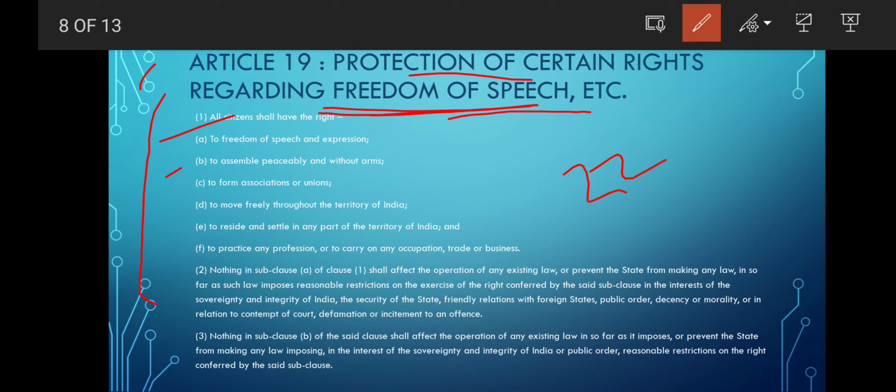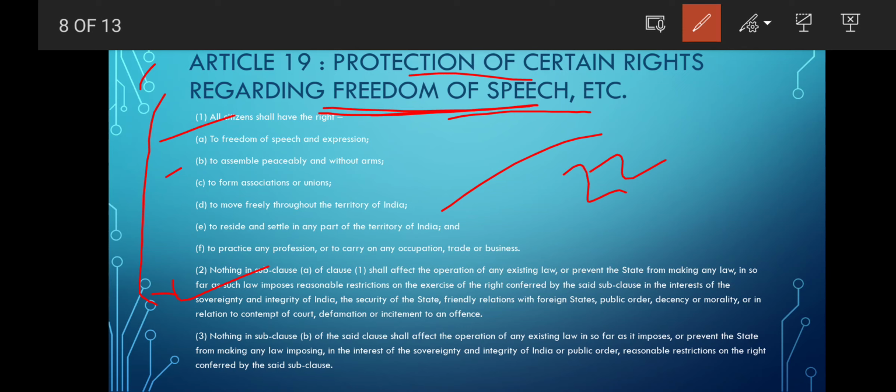Which are these six rights? The first is the right to freedom of speech and expression. Here, you can express your own views, opinions, beliefs and convictions freely, by words of mouth, or in any form like writing or painting. Then the right to assemble peaceably without arms, which includes the right to hold public meetings or any type of meetings. It does not protect violent gatherings or strikes; strikes do not come under here.